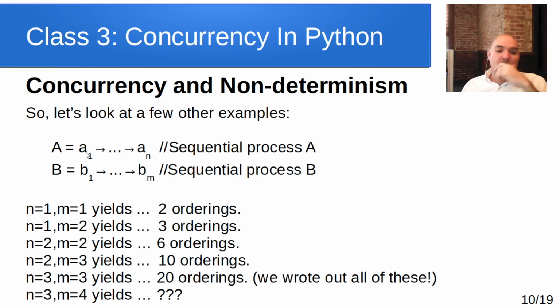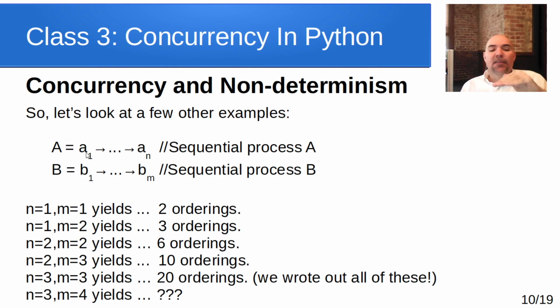2 and 3 gives 10 orderings. 3 and 3 gives 20 orderings. That's why we wrote all those out. That's what all these were back here. And what does 3 and 4 yield? I'll let you think about that one, but I'll give you a hint. It's more than 20. It's more than 30.